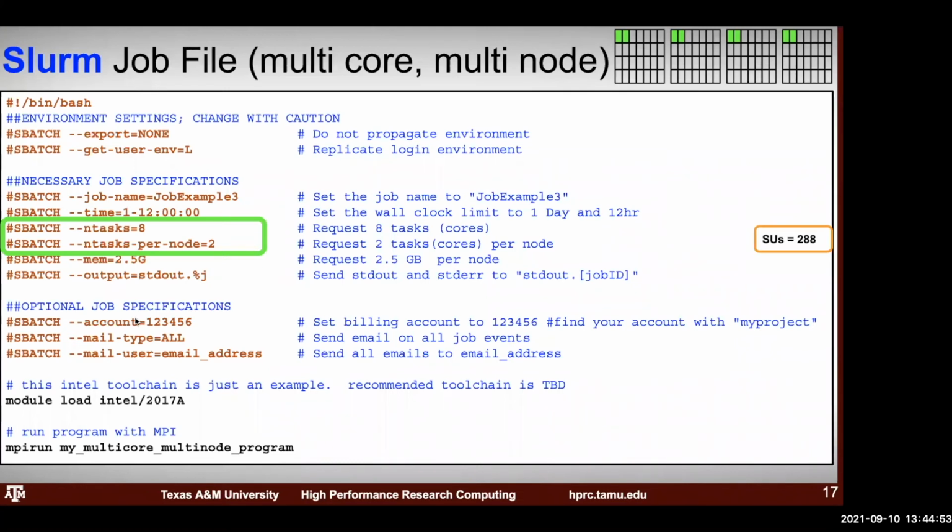In that case, you're being charged for all 28, but you're only using 1 gig, so it doesn't really make any sense. And we will show some ways to list the node utilization later on. This one charges you 288 SUs because the time is 1 day, 12 hours. So this is a very, very long job, that's why I said this is a funny job. 1 day, 12 hours for 2 cores across 4 nodes, so 8 cores total.